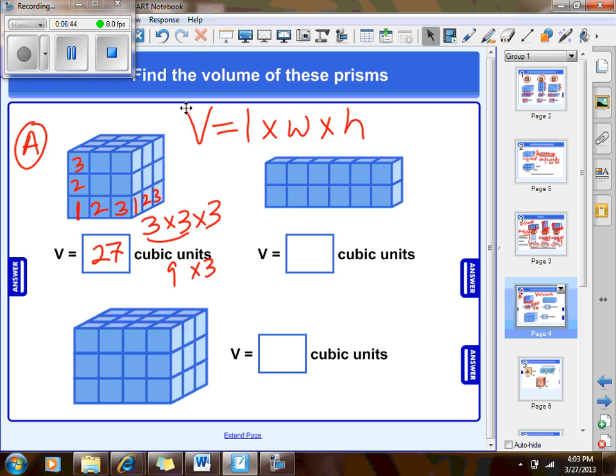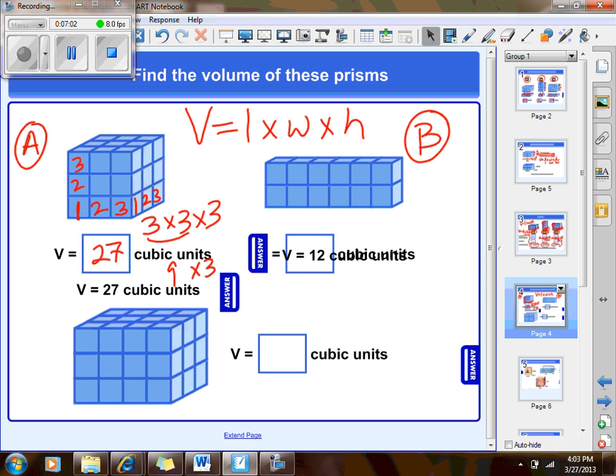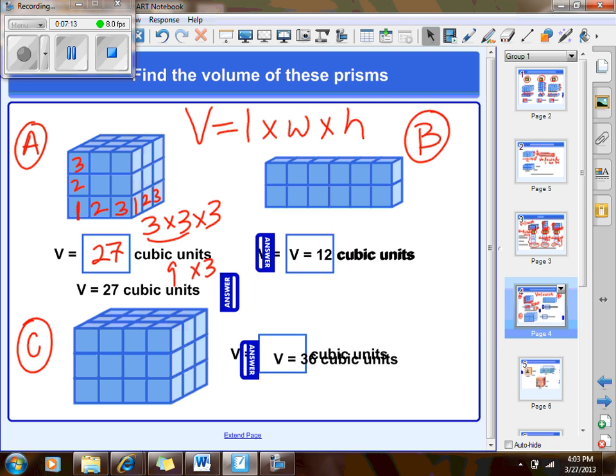Let's see how we did. Pull the answer tab across. 27 cubic units. I won't do the math with you anymore. I'll just pull the answers across. So for prism B, pull the answer across. 12 cubic units. And if we label the final prism C, I'll pull the answer across, and you should have come up with 36 cubic units.